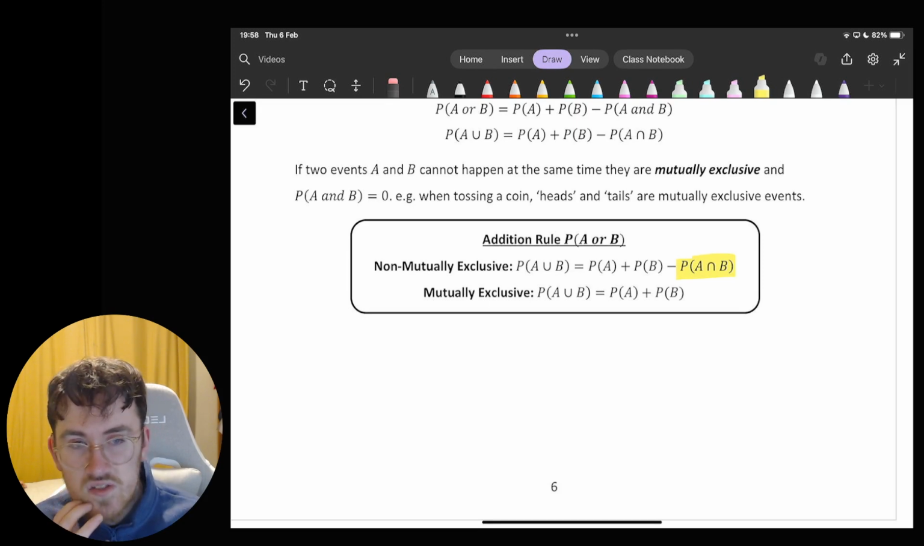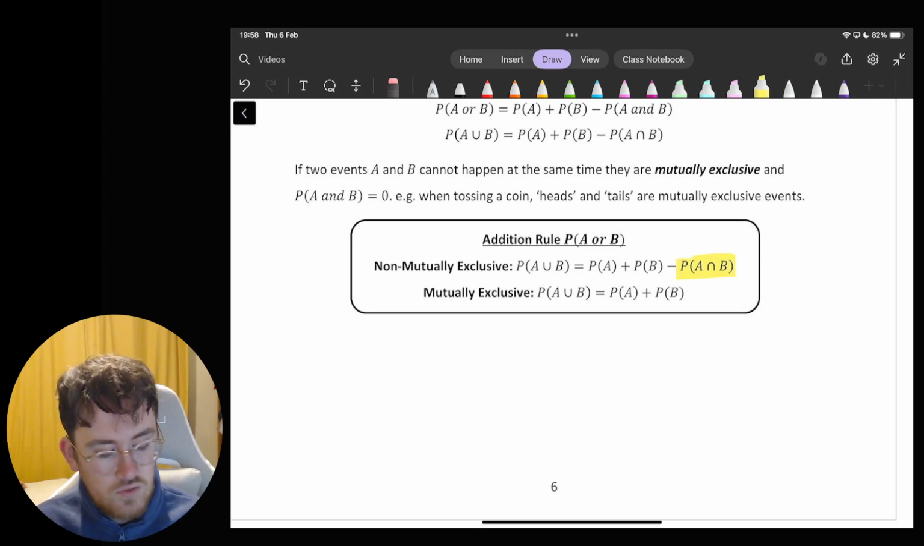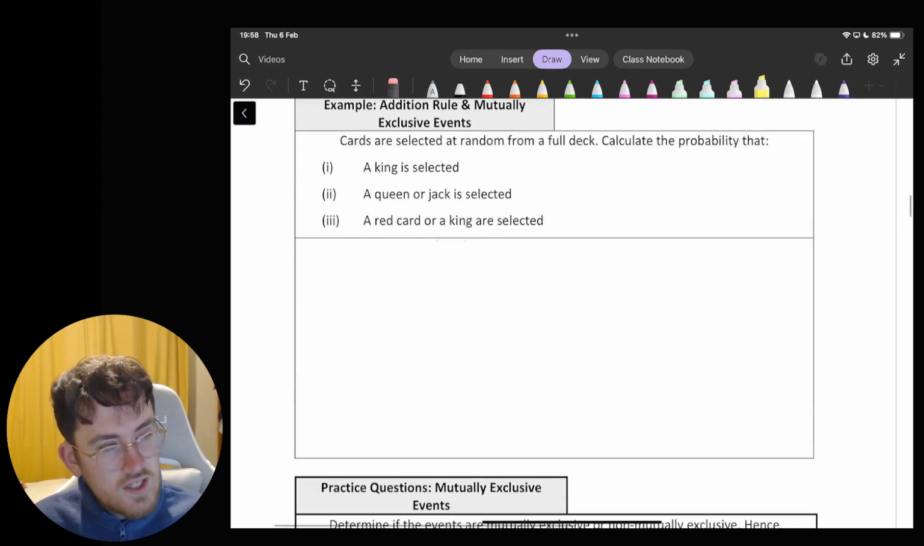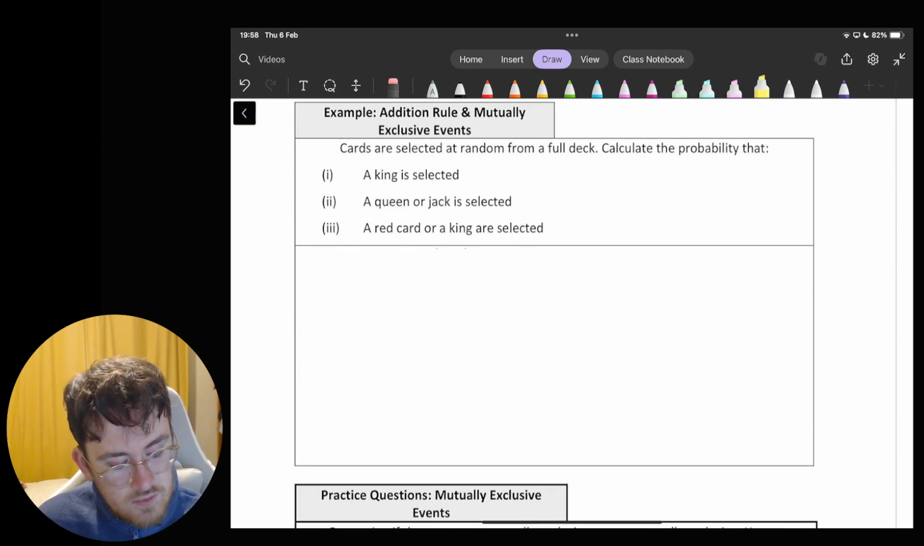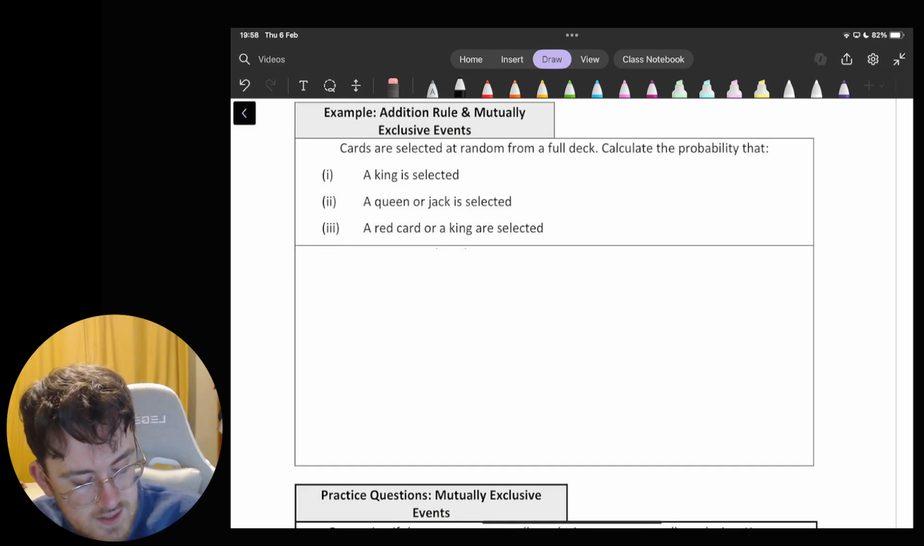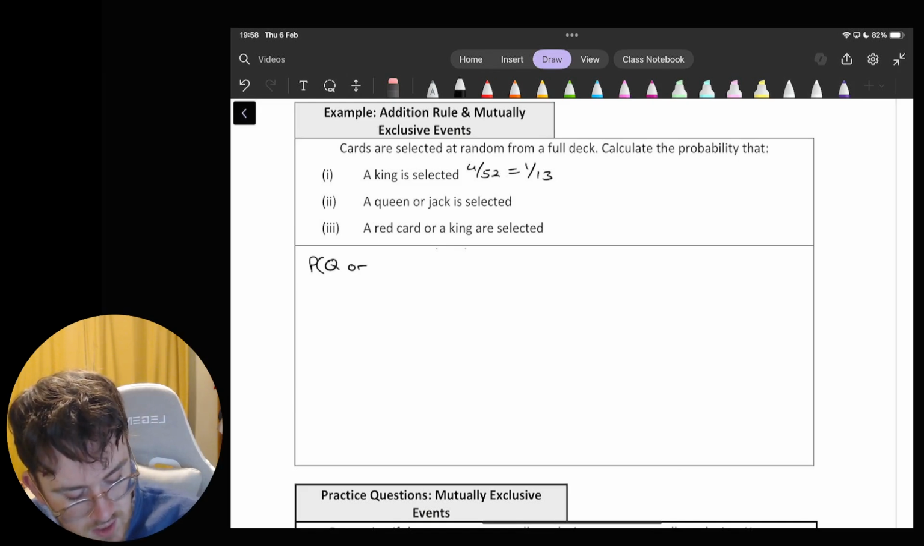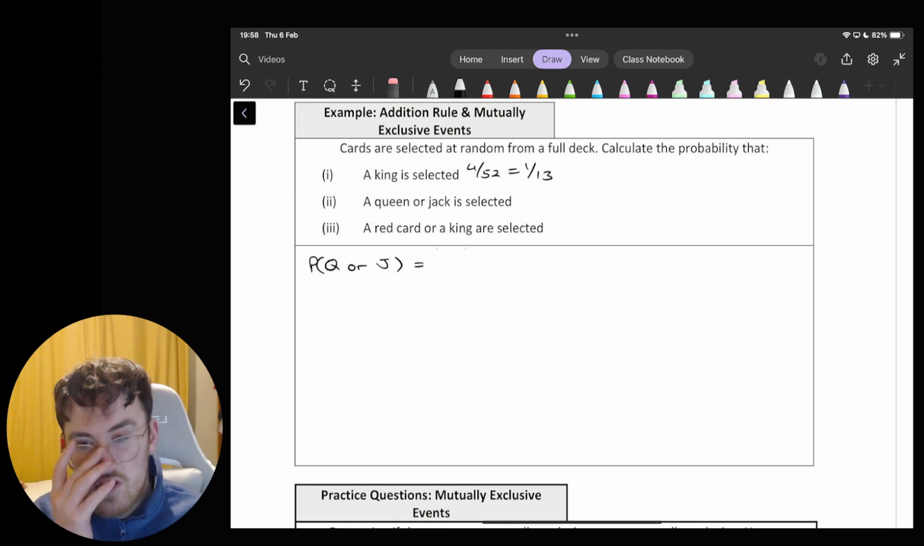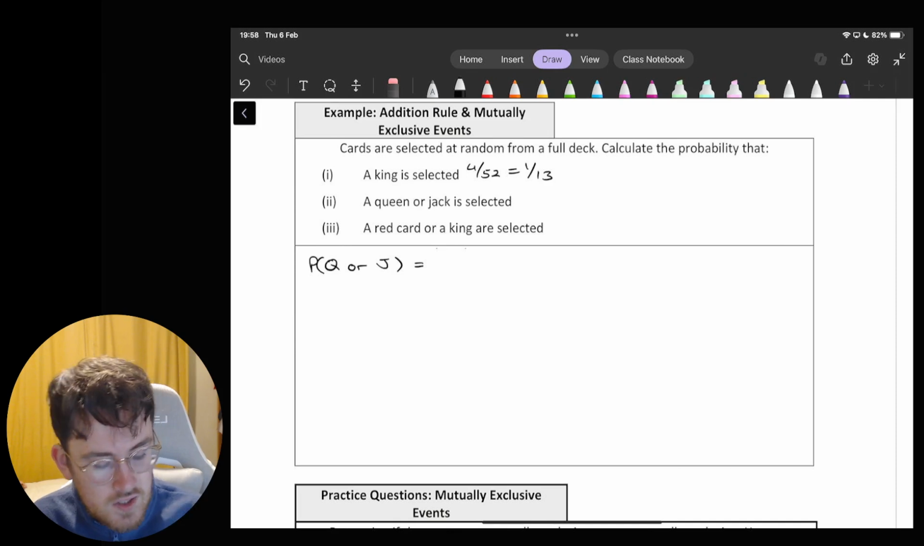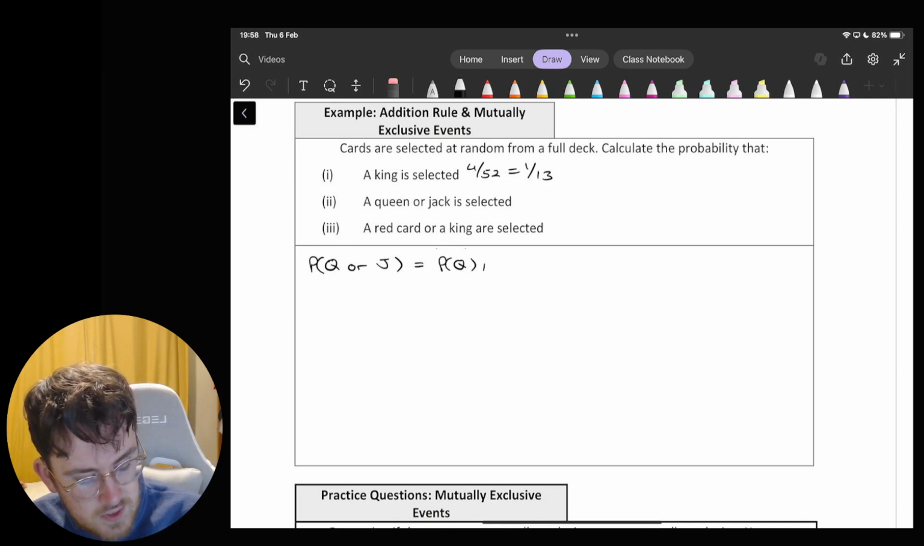For non-mutually exclusive events, it's slightly different, as we need to account for that possible intersection. Looking at an example, cards are selected at random from a deck. Calculate the probability that a king is selected. Well, there are 4 kings out of the 52 cards in the deck, which is a 1 in 13 chance. A queen or a jack: we ask ourselves, can that happen together? Could I get a queen that is also a jack? I cannot. So the probability is just the probability of a queen plus the probability of a jack. The probability of getting a queen is the same as a king, same with a jack. So 2 in 13.